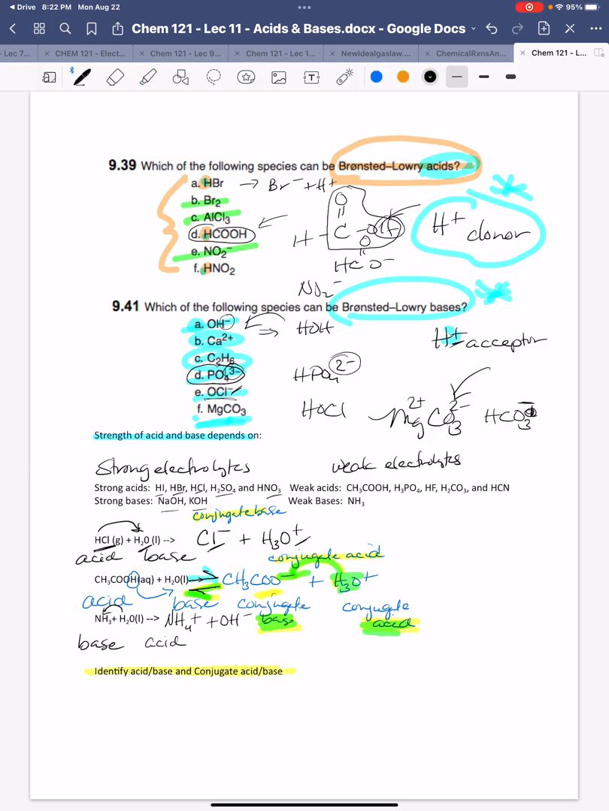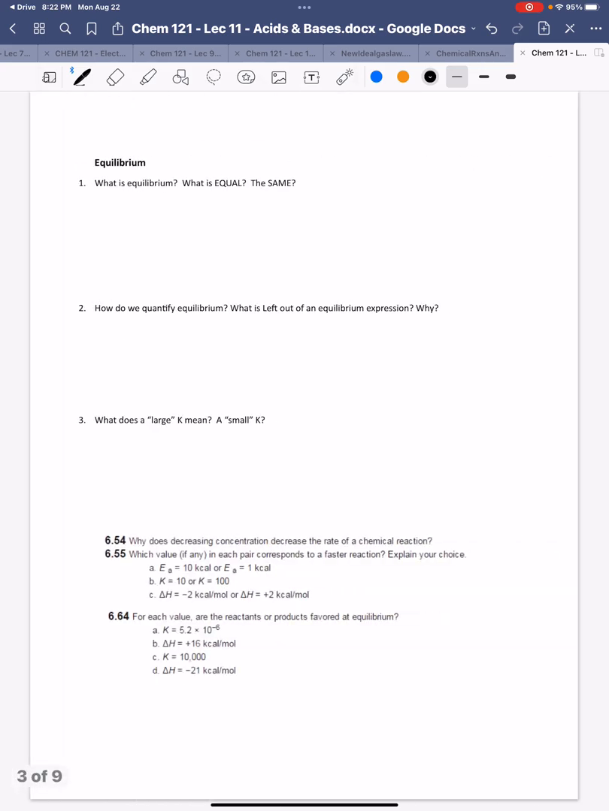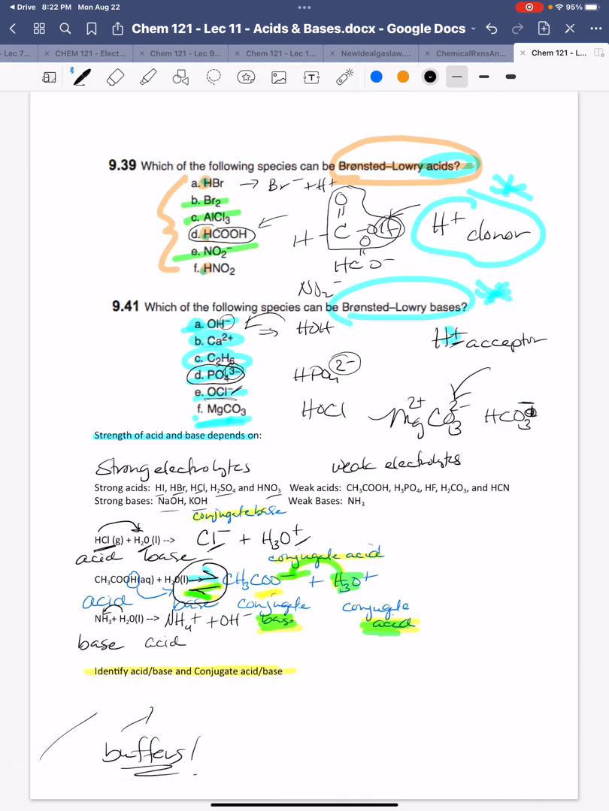Okay, so again, the reason we want to know this is we want to understand buffers later on. And perhaps you've seen the video that Scott did already. He talked a little bit about how the system has to be at equilibrium in order for that buffer to neutralize any excess acid or excess base. Okay, so this is a good place to pause and reflect. I'm going to stop and upload this short video for you.